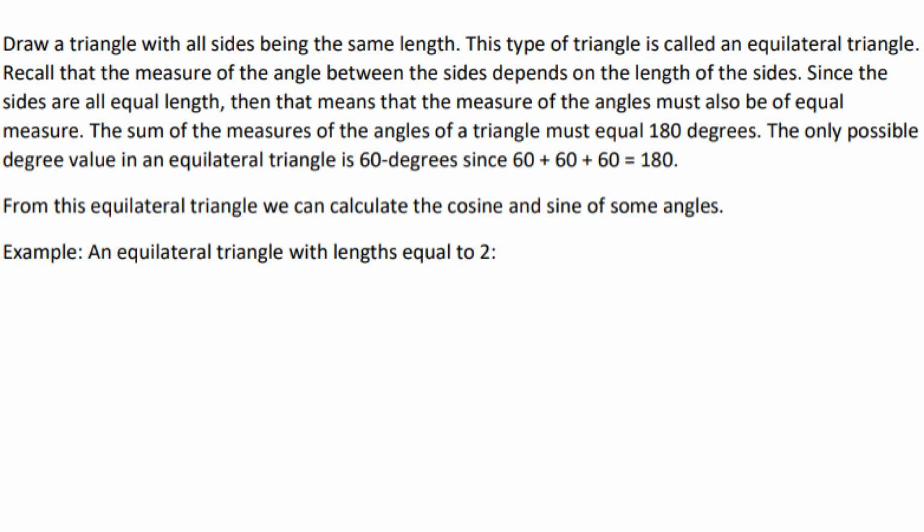Draw a triangle with all sides being the same length. This type of triangle is called an equilateral triangle. Recall that the measure of the angle between the sides depends on the length of the sides. Since the sides are all equal length, then that means that the measure of the angles must also be of equal measure. The sum of the measures of the angles of a triangle must equal 180 degrees. The only possible degree value in an equilateral triangle is 60 degrees, since 60 plus 60 plus 60 equals 180.